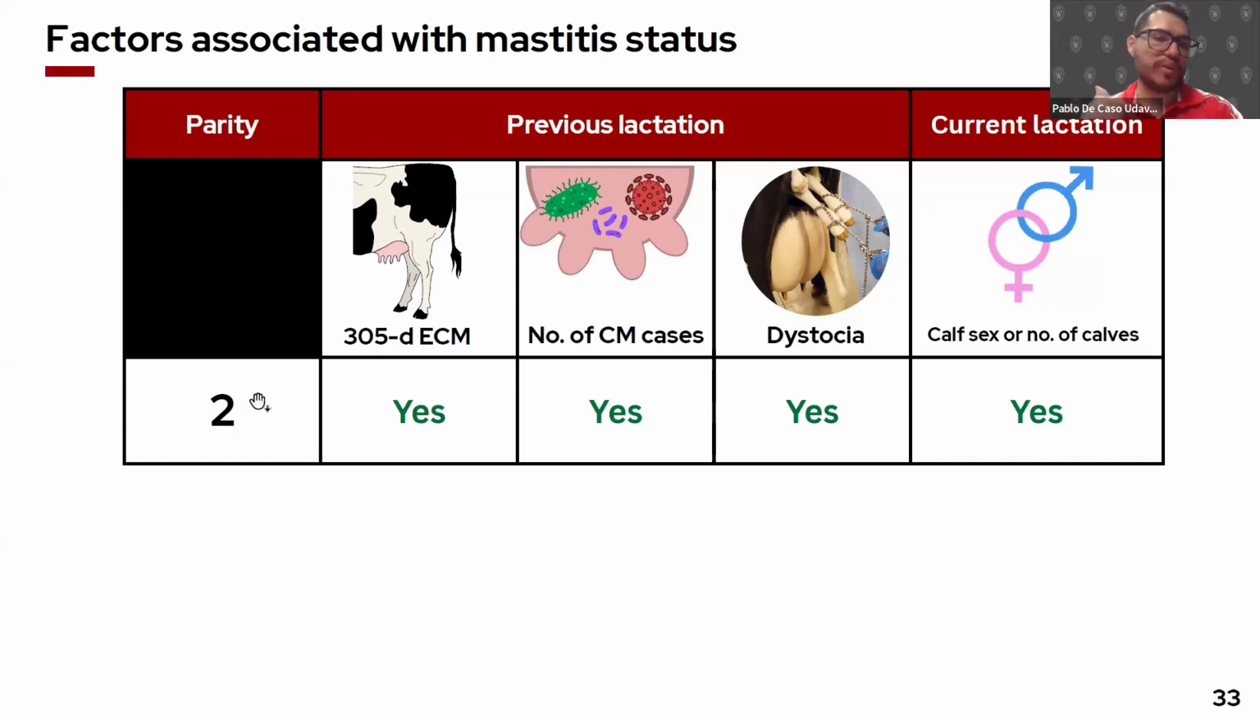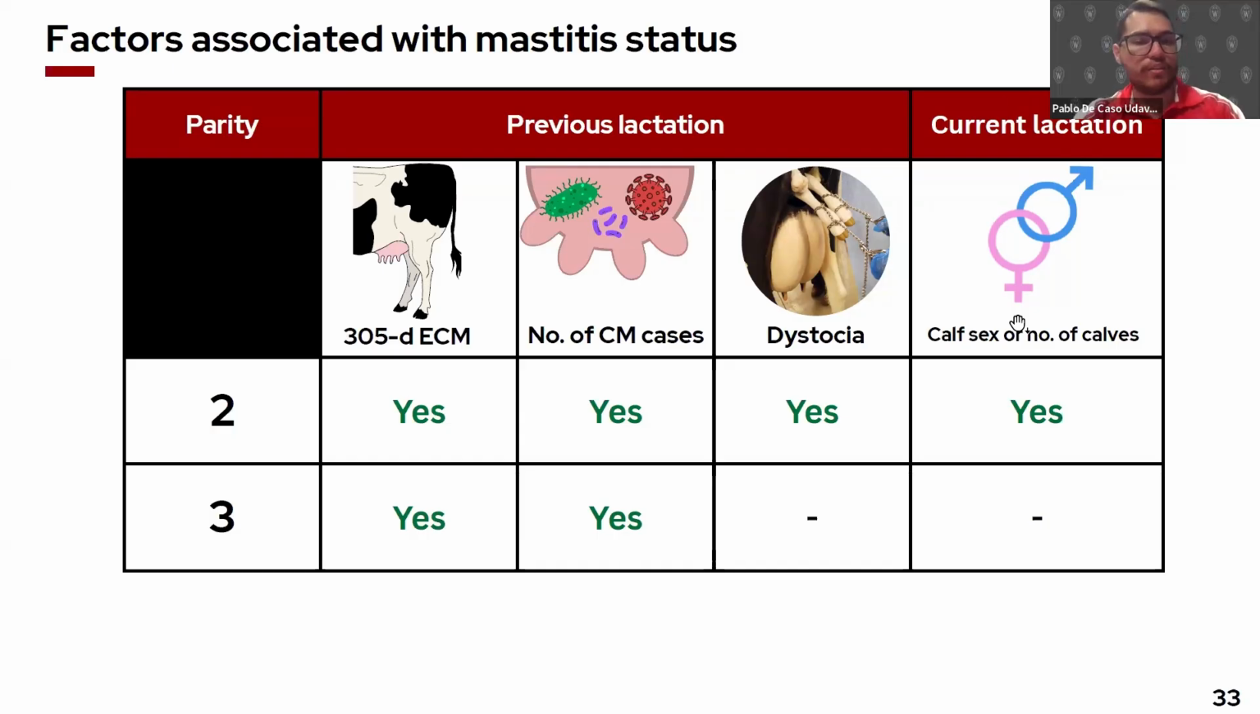which is a second parity cow's previous lactation, which was as a first parity, if she was a low, average, or high producer. If as a first parity, she had 0, 1, or 2 or more cases of clinical mastitis as a primiparous cow, and if she had or not dystocia during the previous lactation as a primiparous cow, and then if she had a male, female, or twins during her current lactation as a second parity cow, right?